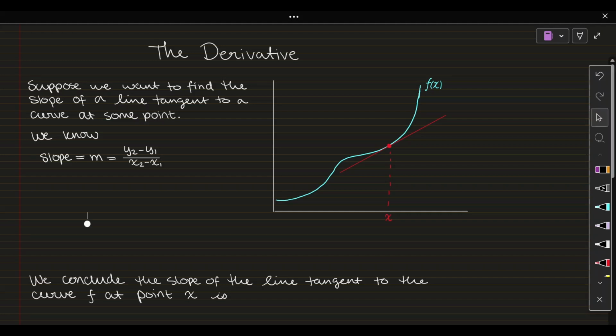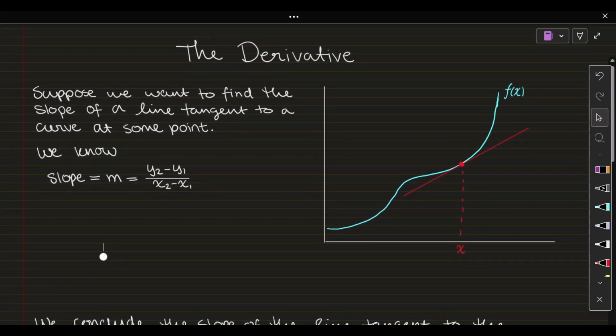In this video, we're going to talk a little bit about the derivative, a very important object in Calculus 1, and in fact, it is the main focus of our study in Calculus 1. So suppose we want to find the slope of a tangent line to a curve at some point. Now we know that this is the formula for slope, y2 minus y1 over x2 minus x1.